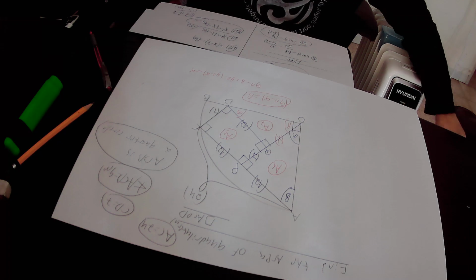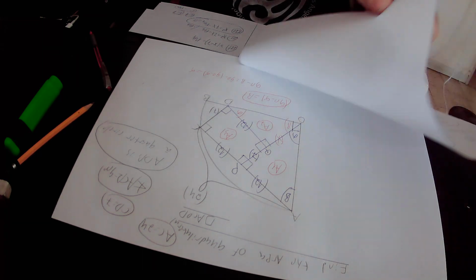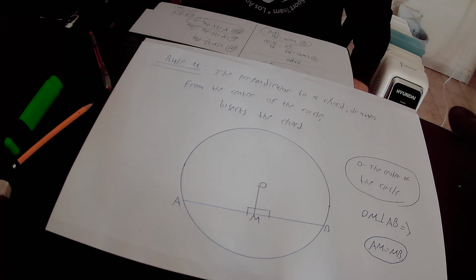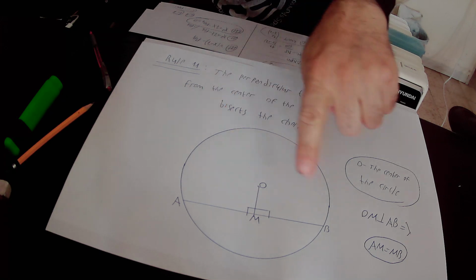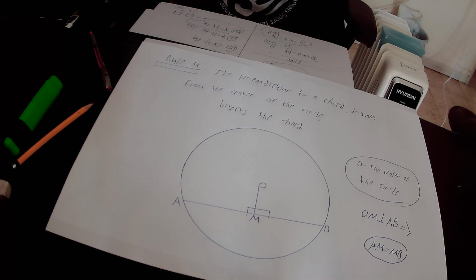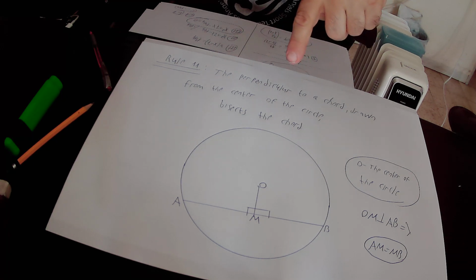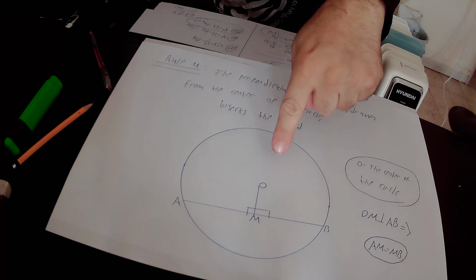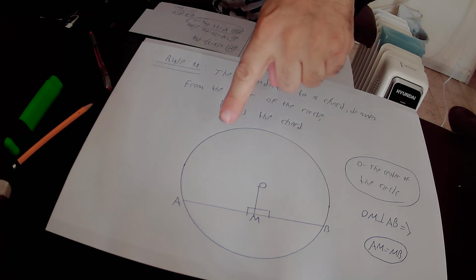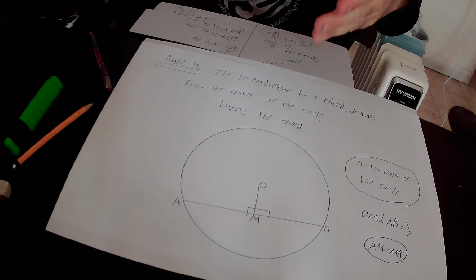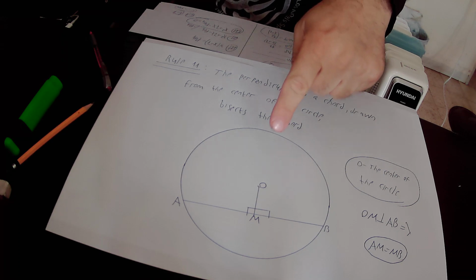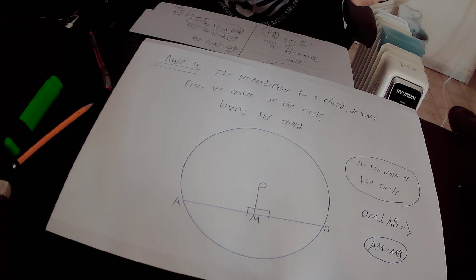Okay, and here we have rule number 11. According to rule number 11, the perpendicular to a chord drawn from the center of the circle bisects the chord. So if we have a perpendicular from the center of the circle, that is to say from point O, that bisects the chord, like in this drawing, OM from the center of this circle bisects chord AB, that is to say AM equals MB. Therefore, whenever we draw from the center of the circle a perpendicular to a chord, the perpendicular also will bisect the chord.